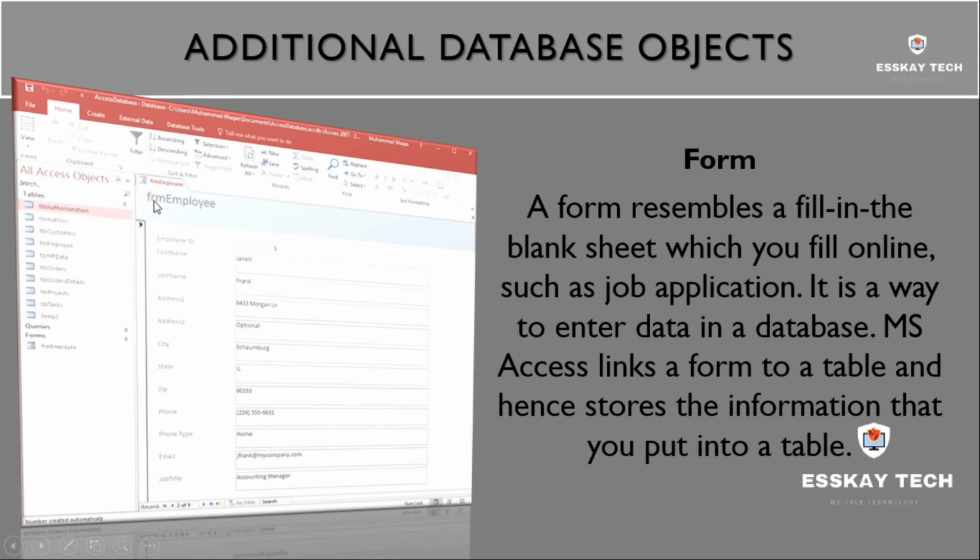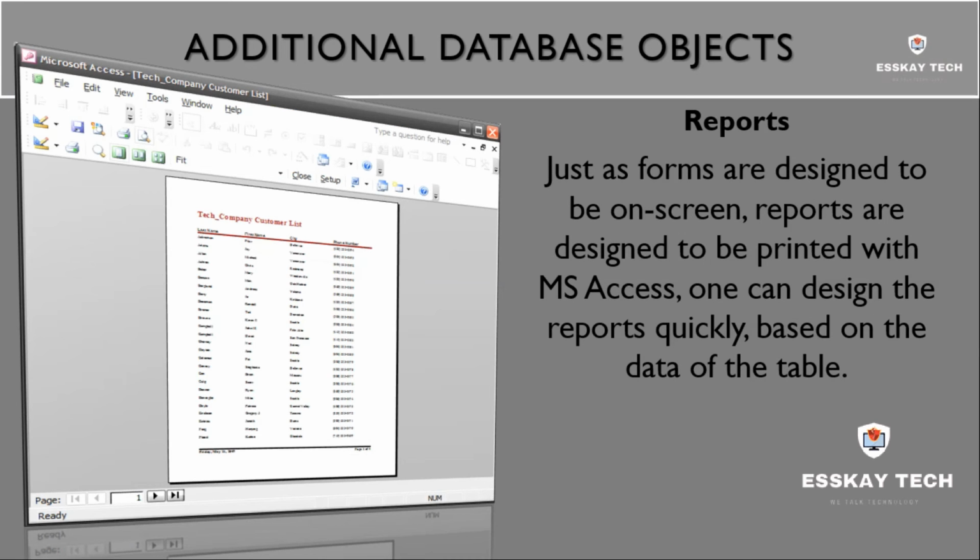And lastly, we have the report. A report is just the opposite of a form. A form is used for input and reports are used for output. If in future you need to print the data we have in the table quickly, and you want it in a slightly different way from how it's stored in the table, that can be done with the help of reports. Reports are the way to design and print the data stored in the table quickly in a very desired manner.